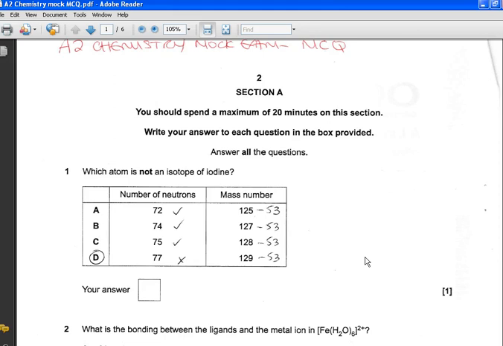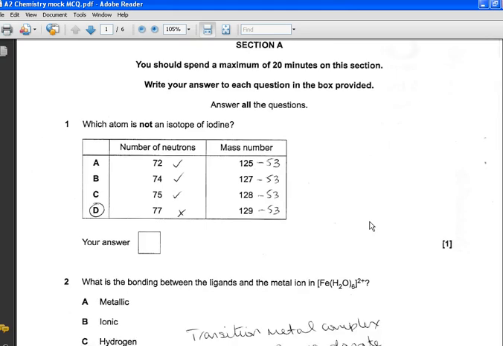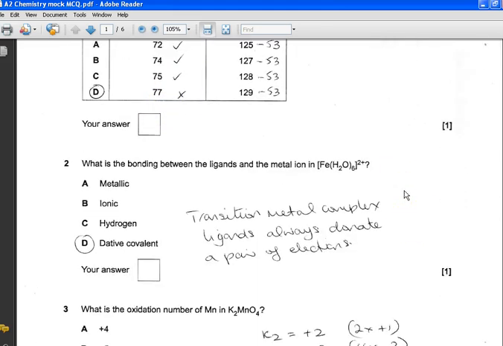Okay, quickly going to go through the multiple choice questions in this video from the chemistry mock that you took in January. Question one, pretty straightforward as long as you know what an isotope is, although not everybody got this right, one has to say. You need to find out the atomic number of iodine and take it away from the mass number, and that'll tell you the number of neutrons.